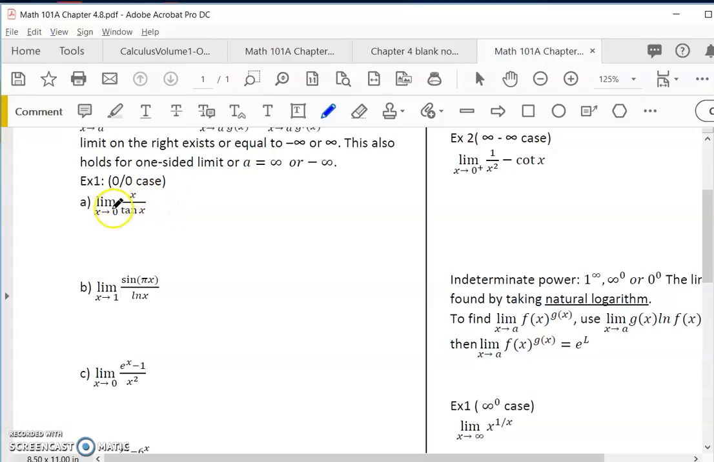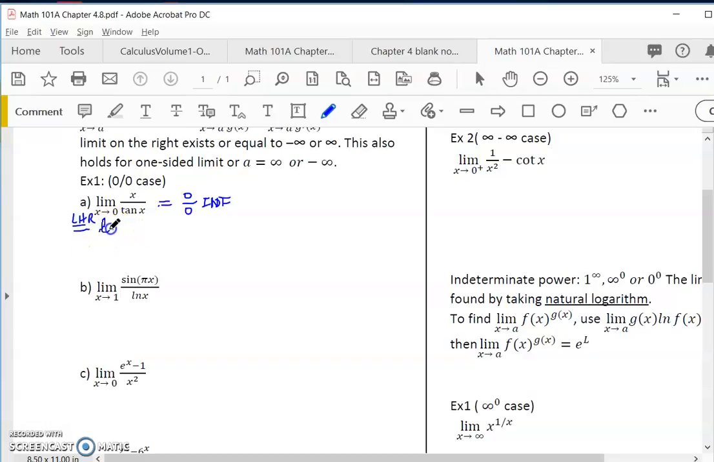Okay, so first one, the limit as x approaches 0 of x over tangent x. So do direct substitution. That's always what you should do. It is equal to 0 over 0. So indeterminate form, right? IDF, I think, means indeterminate form. And so you can use L'Hopital's rule.